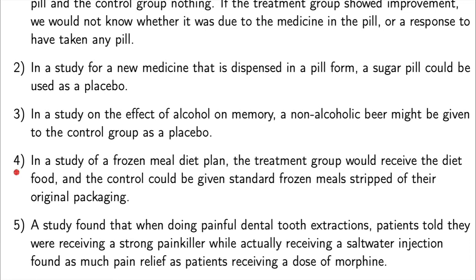Next, in a study of a frozen meal diet plan, the treatment group would receive the diet food, and the control group could be given standard frozen meals stripped of their original packaging. And so the people receiving the food wouldn't know if they're on a specific diet plan or if it's just a regular meal, they would just think, oh yeah, I'm on a diet now. And that could affect, of course, the outcome if people knew that they were on a diet versus not.